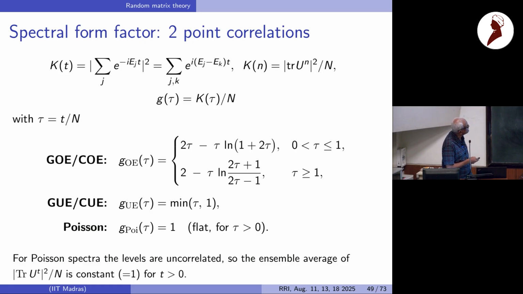It's quite easy to see why it should be 1 for a Poisson, where you can assume that everything is independent random variables, and therefore it's 1. Whereas the interesting thing is the tau less than 1 behavior, this is where all the dynamics is coming. The Poisson levels are uncorrelated.